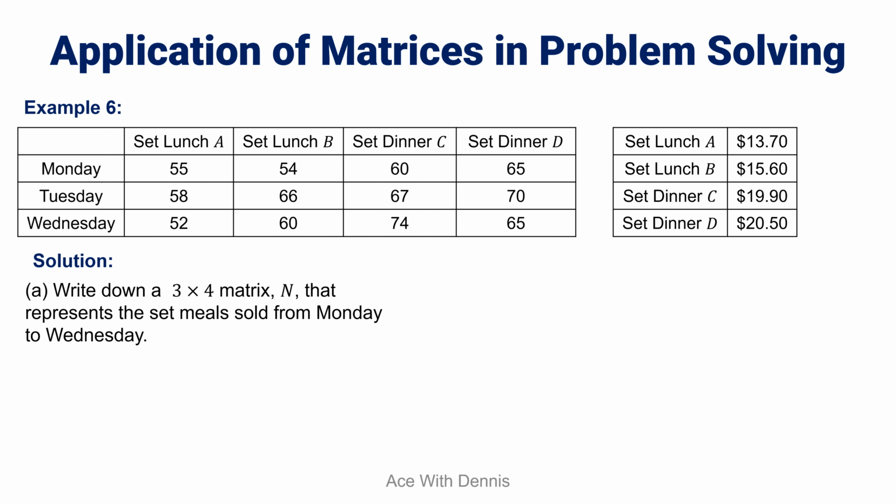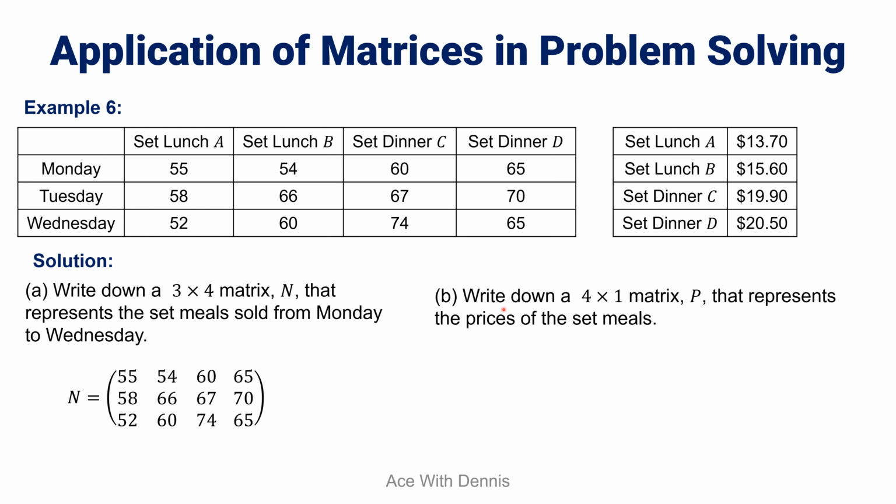Here is the solution. For A, write down a 3 times 4 matrix N that represents the set meals sold from Monday to Wednesday. So all we need to do is just write down matrix N of 3 times 4 by copying whatever values that we have from this table. Alright, so 55, 54, 60, 65, 58, 66 and so on, all the way to the last element 65. As you notice, we don't change any position of the elements.